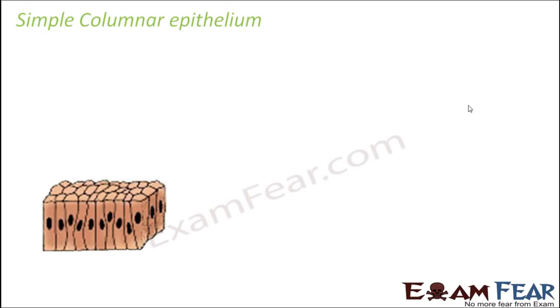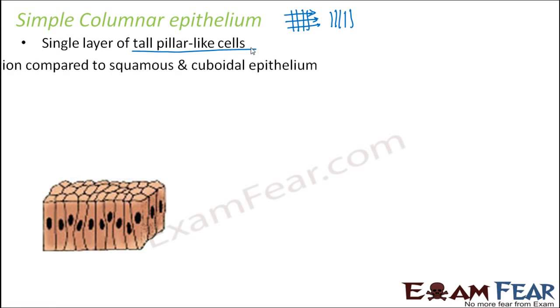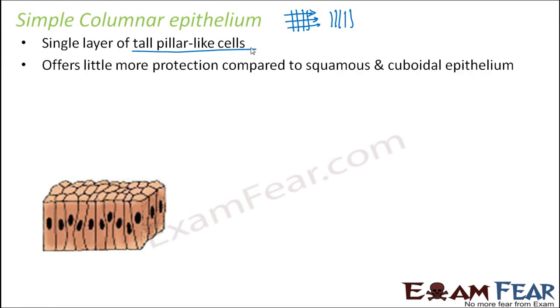So, on similar lines, let us move on to the next one, that is simple columnar epithelium. So again, a single layer of cells, columnar. What does it mean? Rows and columns we all know, right? This is your row, these are the rows, and these are your columns. So when I talk about columns, I am talking about something tall. So these are a single layer of tall pillar-like cells. Where do we see them? What is their function? They offer a little more protection compared to squamous and cuboidal epithelium.